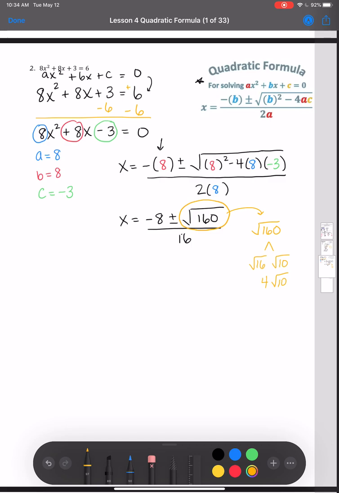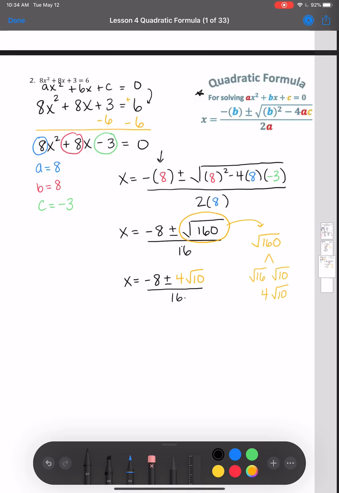Okay, so if you're not sure how I got this, go back and actually do the process. That's okay for you to do that. You can pause this video at any time. X is equal to negative 8 plus or minus 4 radical 10 divided by 16. Also remember, if you're watching this video and you have a question, you're not sure what I did, just go ahead and email me or message me. I can easily respond to you and explain.